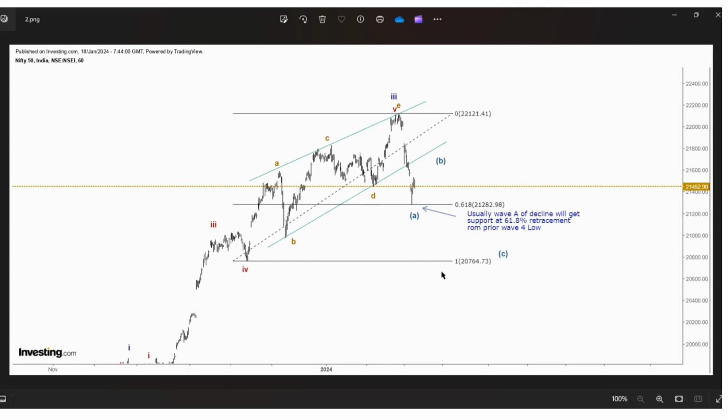Okay. So this is the most important Elliott wave tip. That is not a secret. That is available in theory books, but we will not consider it as an important one. Fine. So usually wave A of a decline will get support at the 61.8% retracement from the prior wave 4 low.